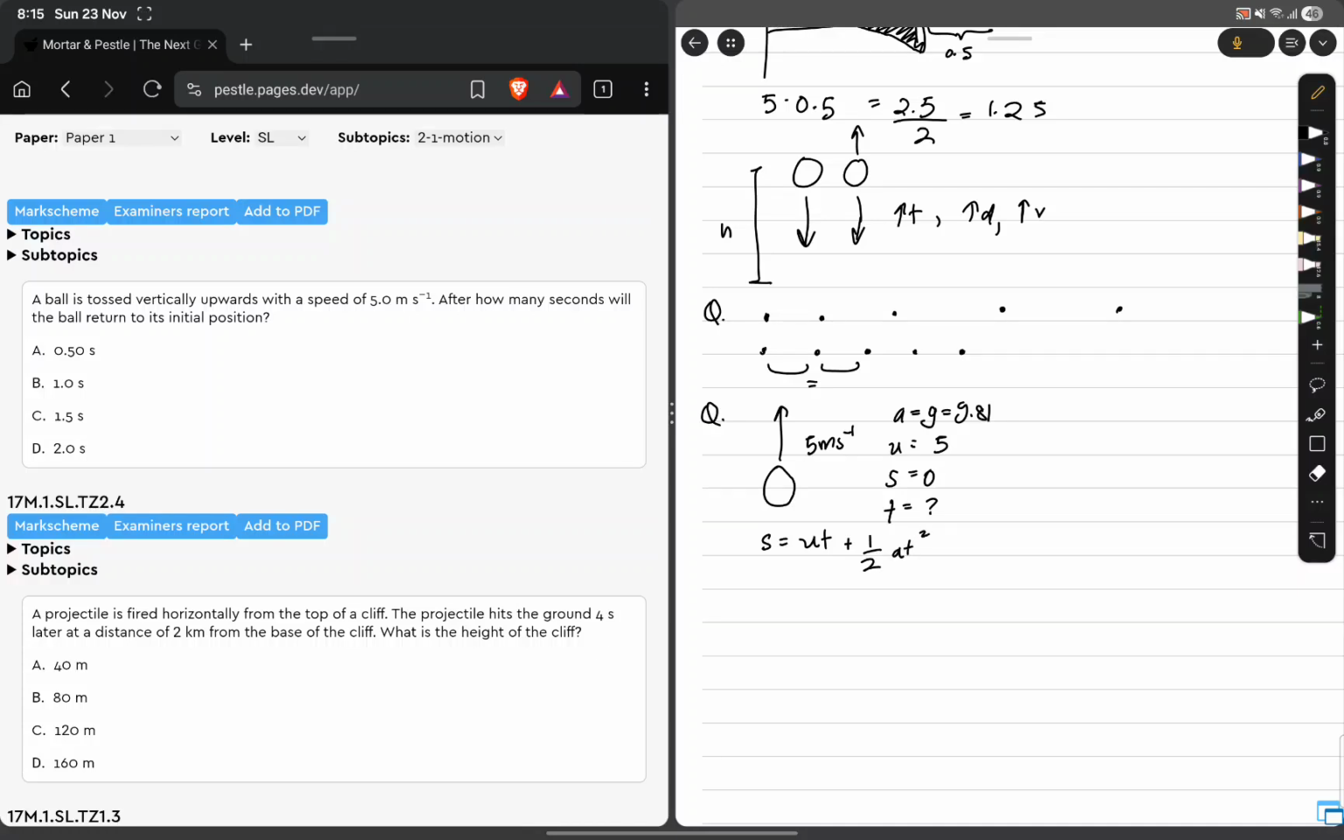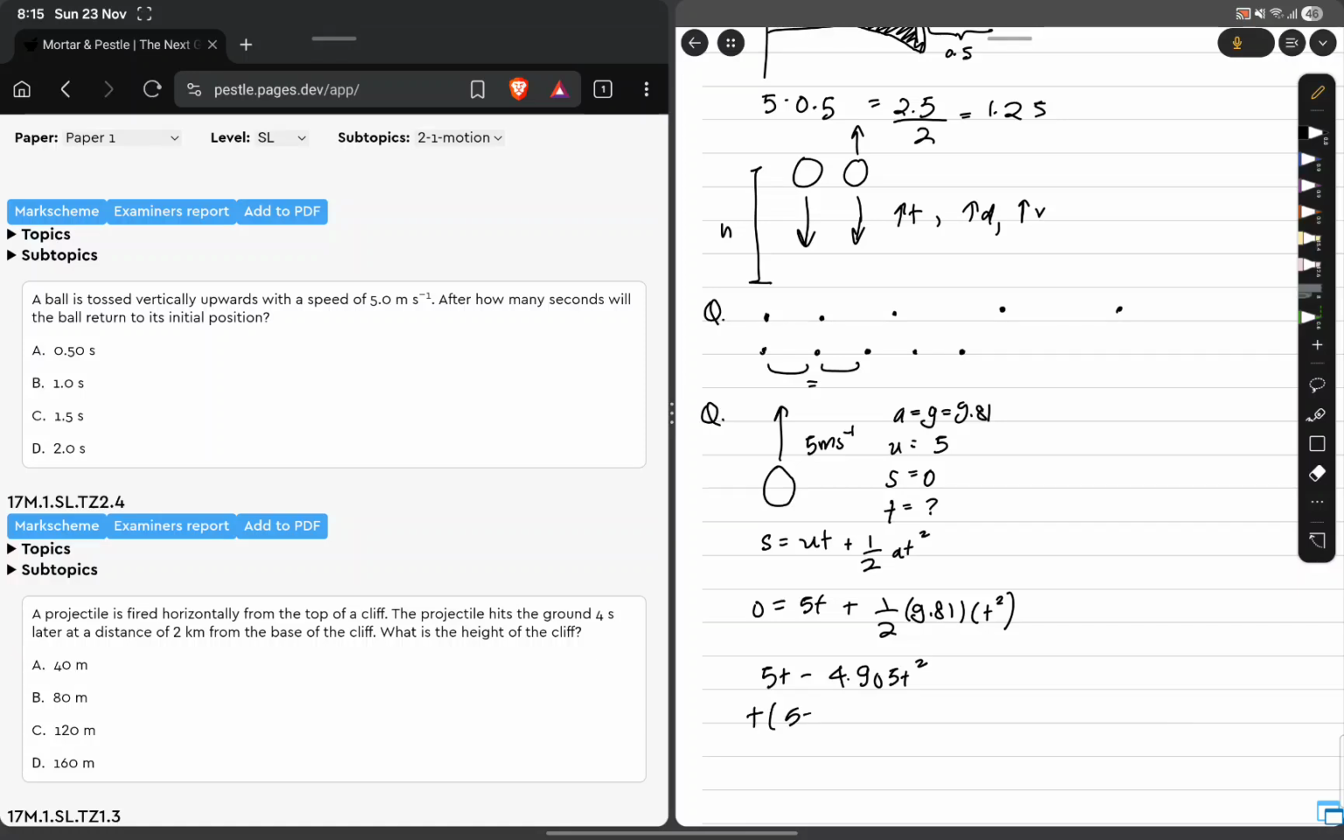We plug in our numbers. It's going to be 0 equals 5t plus half 9.81 and then t squared. And then it's simple algebra. It's going to be a quadratic equation. We're going to get 5t minus 4.905t squared. And then we can factor the t out from both of them.